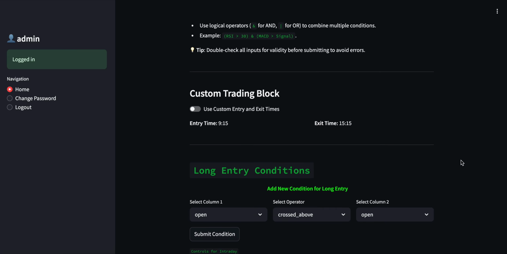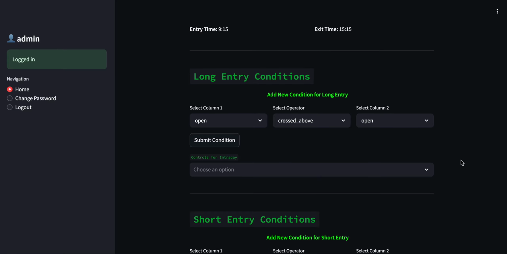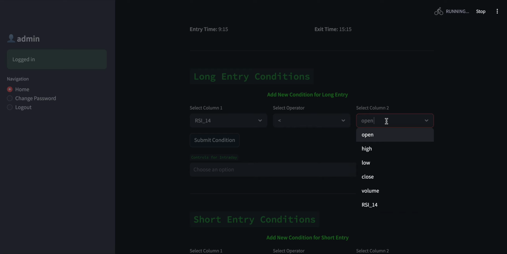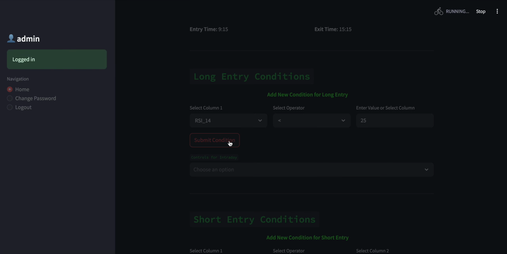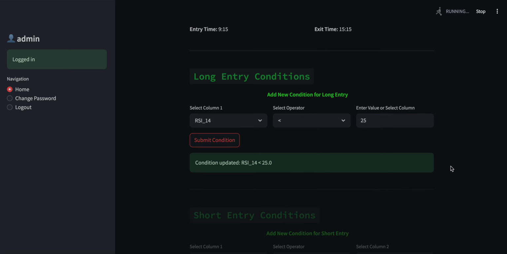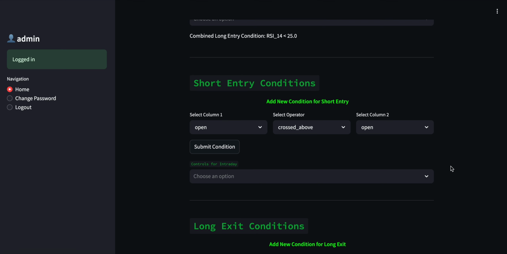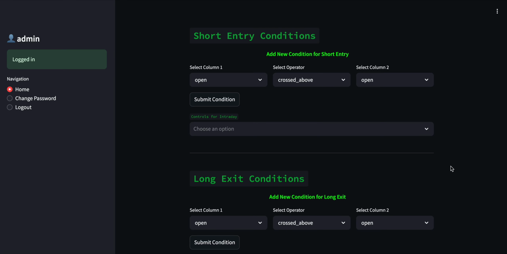Now we will go down and try to make a strategy. That means we would like to do a buy. So we select the RSI, and I want this value to be less than 25. That means whenever the value is less than 25, I would like to do the buy call. I will submit this, and then I will give the exit condition.